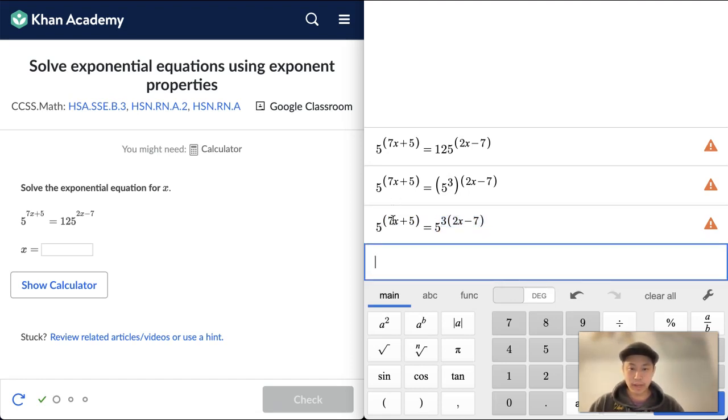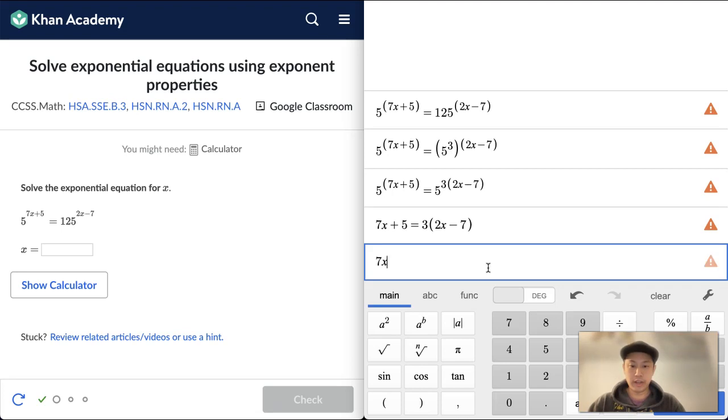My x terms are only in these exponents, so I'm going to basically take them out a bit. But really, I'm just creating another equation that communicates the same logic. Okay, so 7x plus 5 must be equal to 3 times 2x minus 7. And then we just have a linear equation to solve.